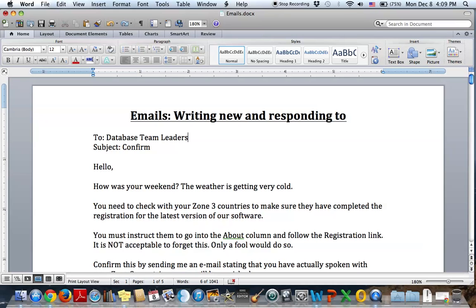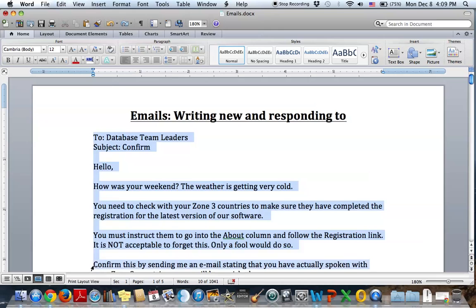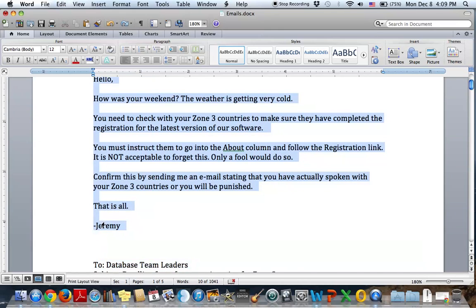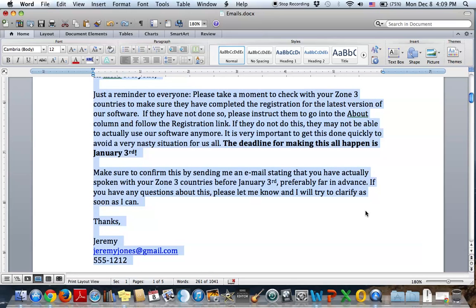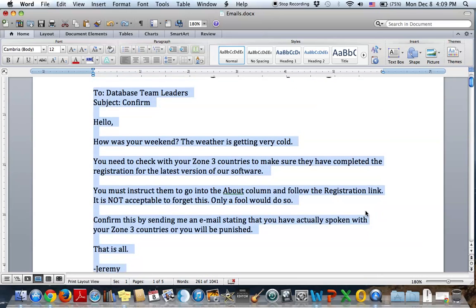So I want to look at writing new emails first. And to do that, we have two emails here. Here's one, and here's another one. There we go. They're actually both the same email, but they look a little bit different. They both have pretty much the same information, but they've been written slightly differently.